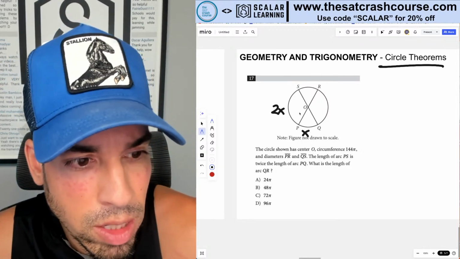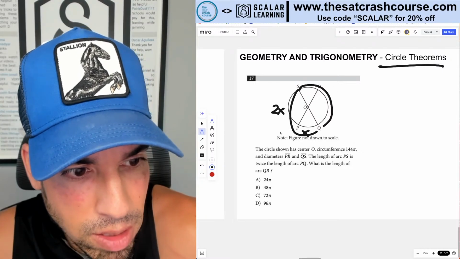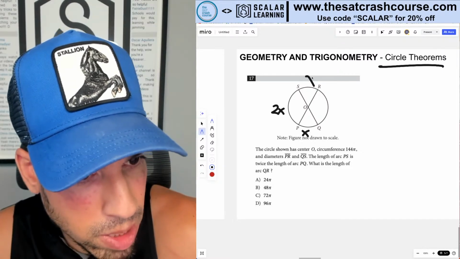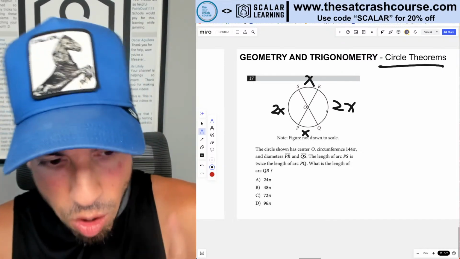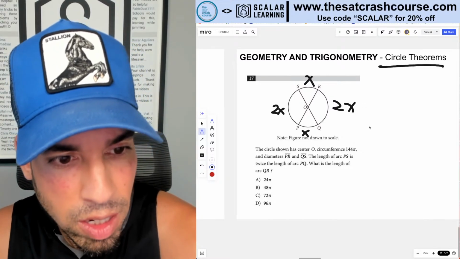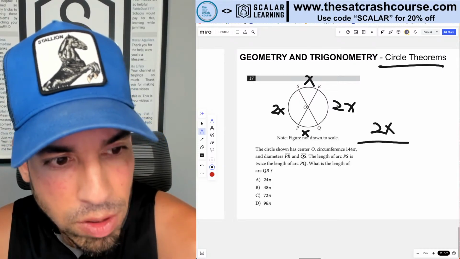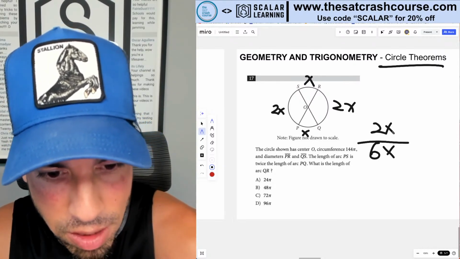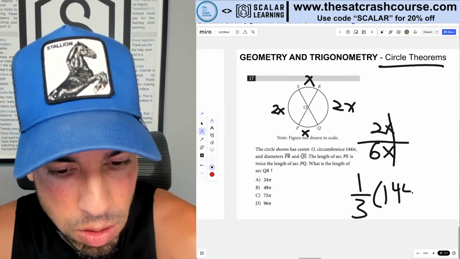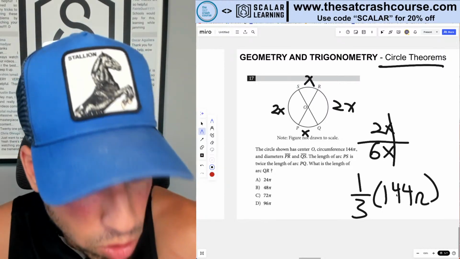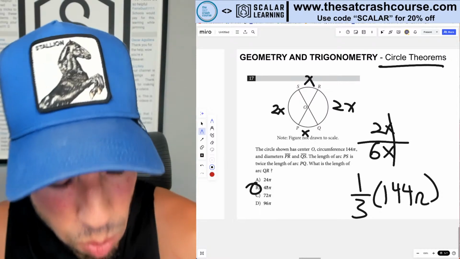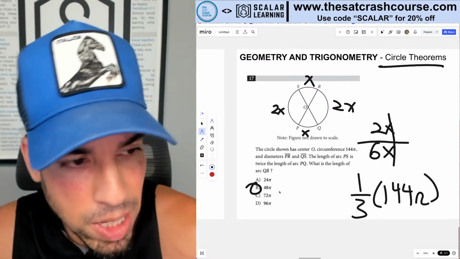Well, if I know that this is a diameter, this is half and this is half, right? And I know that these two arcs opposite each other are going to be equal. So that's also x and that's also 2x. So what does that mean? PQ, therefore, is 2x out of 2x plus x plus x plus 2x, which is 6x, meaning 2 out of 6, or 1/3 of that full circumference. So what's 1/3 of 144? It is 48. 3 times 48, that's 120 plus 24, which is 144. B is the winner. Done.